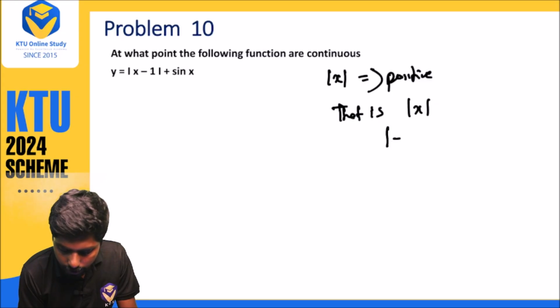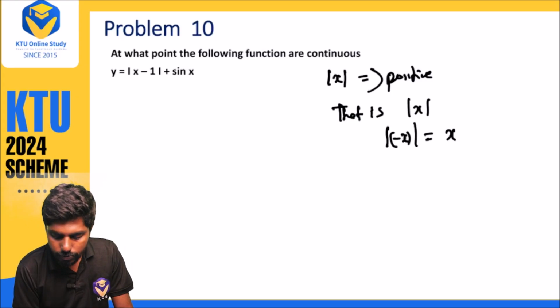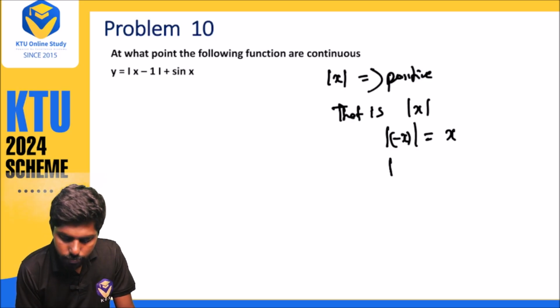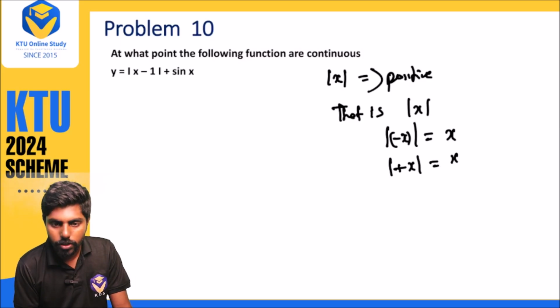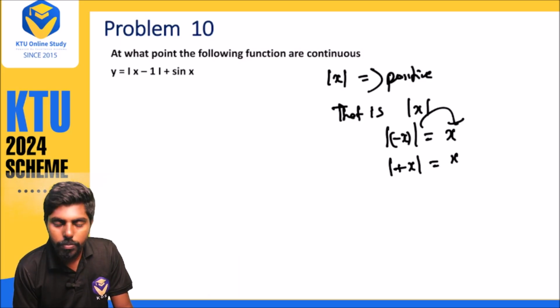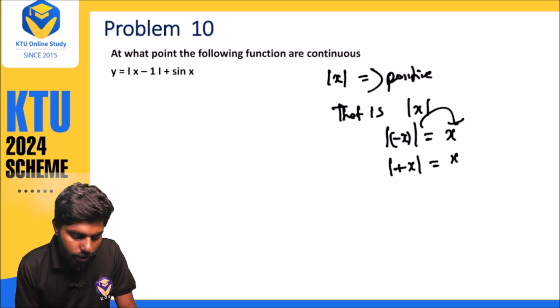If you are writing a minus x, when you take it outside, it will come as a positive value. Even if it is any symbol, you can take it. If it is a plus symbol, when it comes outside, it will be a plus symbol only. So whatever comes outside will be a positive value only.